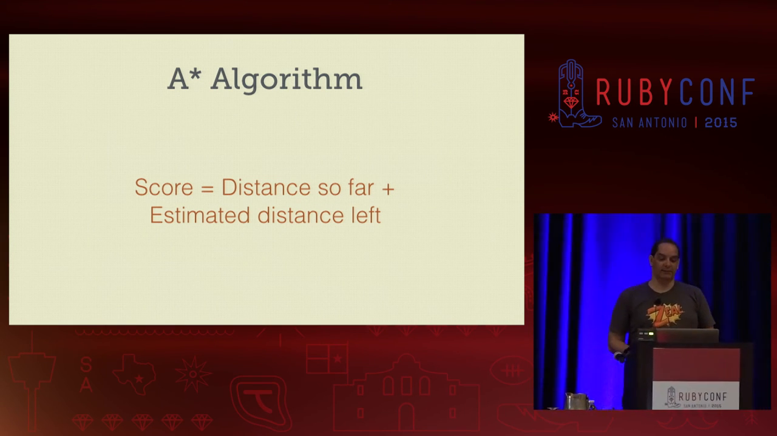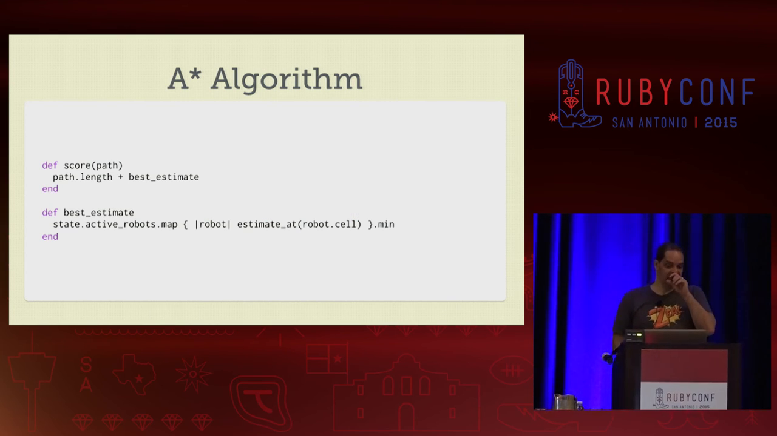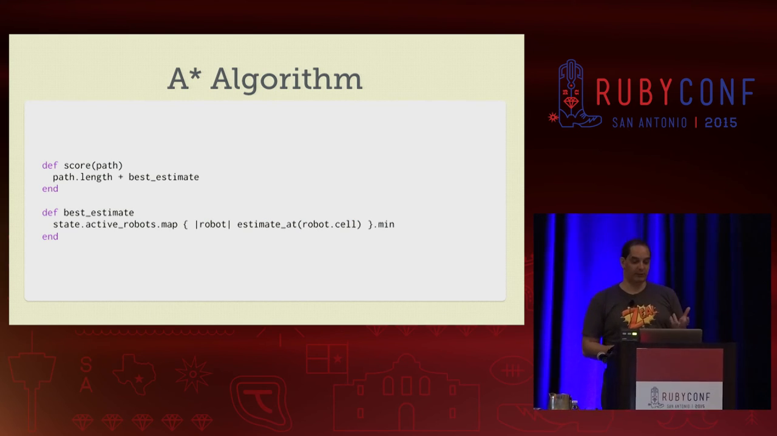But we need some kind of estimating function. So that looks like this in code. The score method just computes path.length plus best estimate. Best estimate is basically go through all the active robots. There can be multiple active robots because there's one target on the board that any robot can move to. So there can be more than one. That's why I need a map here. Just find the estimate at that cell and find the smallest of those estimates and return that.